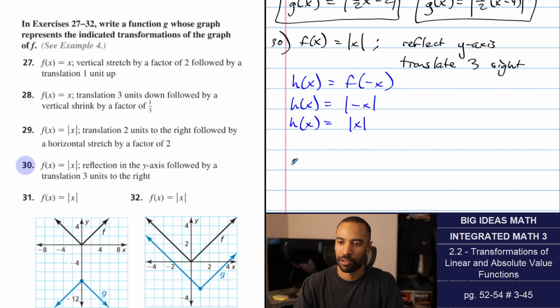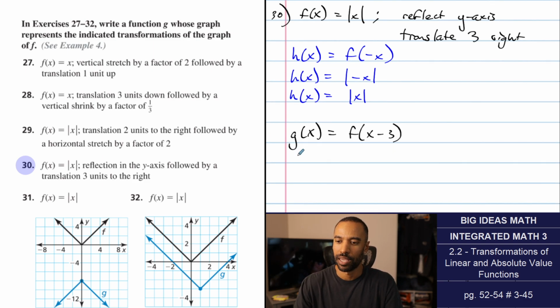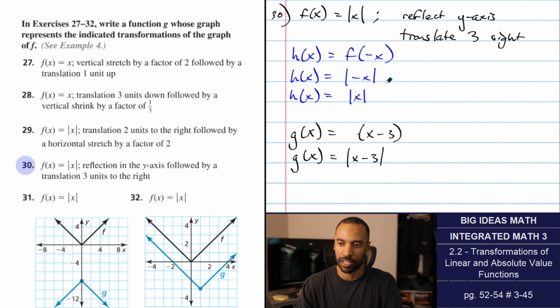G of x now takes h of x or f of x, whatever, and goes 3 units to the right. So that's f of x minus 3. 3 to the right like that is going to look like absolute value of x minus 3, like that. X minus 3 is replacing x in that function. Oh, I wrote f. I technically should have written h, even though it's going to be no change in my answer, but that should be an h.